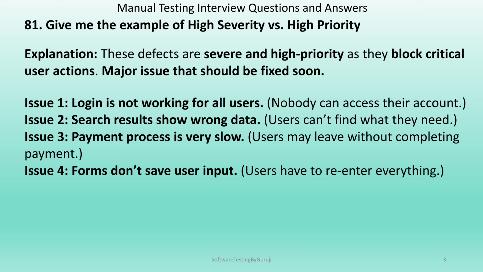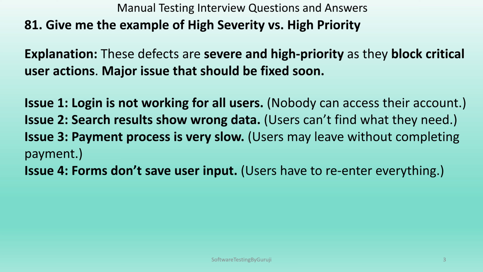Let's move to another question. The question is: give me the example of high severity versus high priority. Explanation: these defects are severe and high priority as they block critical user actions. Major issues that should be fixed soon. Issue 1: login is not working for all users. Nobody can access their account.